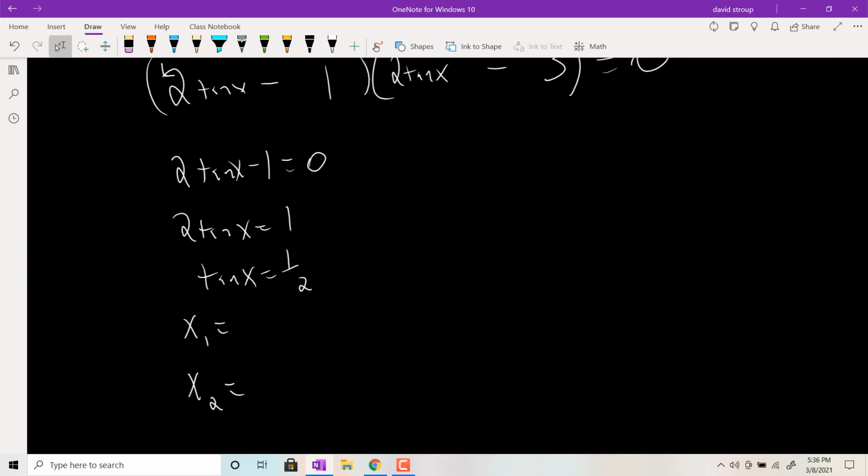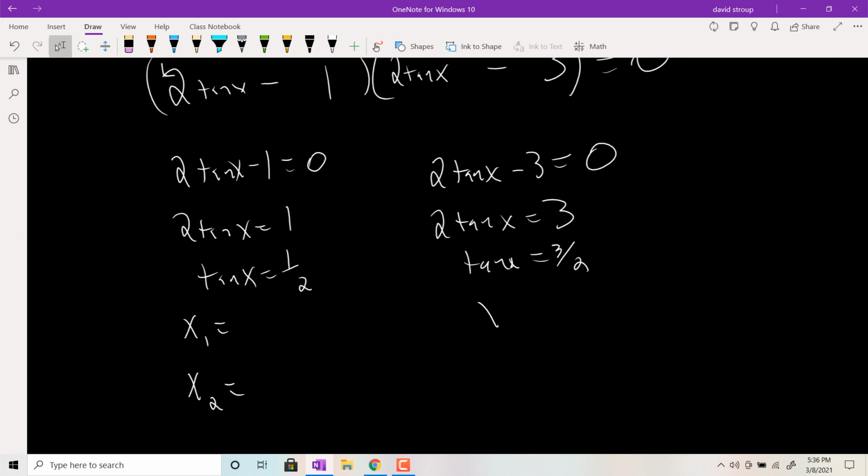And then the other one, 2 tan x minus 3 equals 0. So 2 tan x equals 3. So tan x equals 3/2. So x1 and x2. I'll go to my calculator to get these. Again, make sure you're in radians.